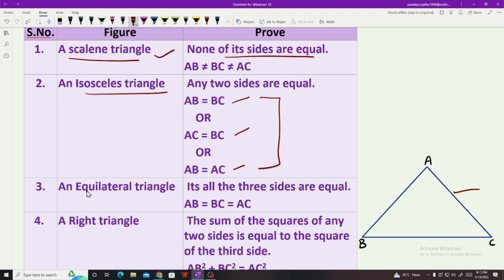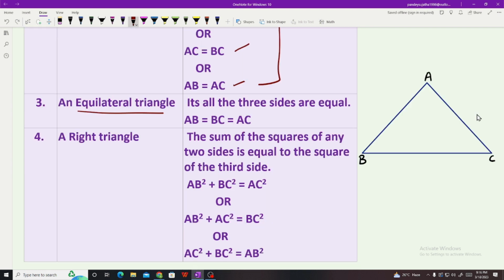To prove the triangle as an equilateral triangle, you need to show that all three sides are equal. That is, AB is equal to BC is equal to AC. If you show all three sides are equal, then the triangle will be an equilateral triangle. To show that the triangle is a right angle triangle, you need to prove that it is fulfilling Pythagoras theorem.